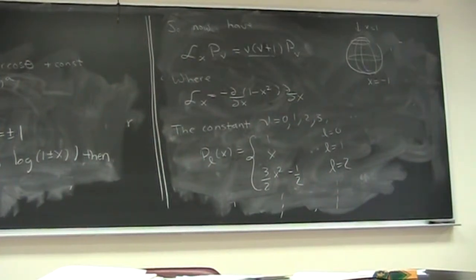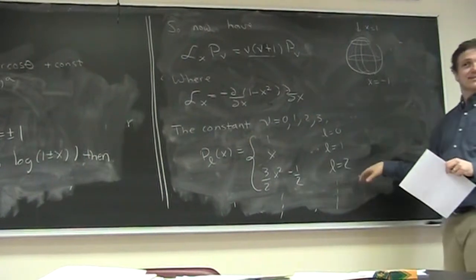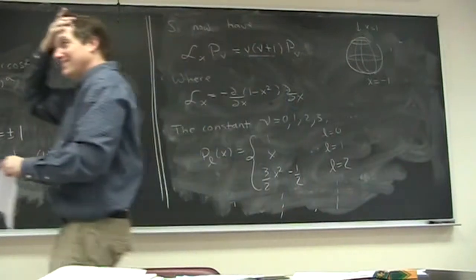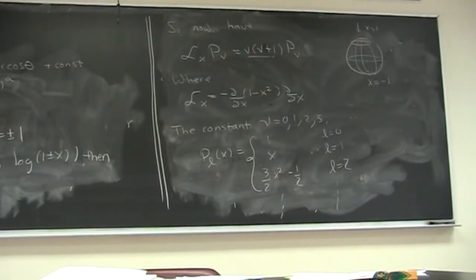Legendre polynomials: 1, x, (3x squared minus 1) over 2. I don't know any higher. The only ones I know by heart are those. Okay, good.